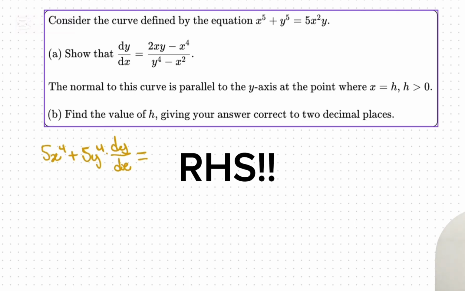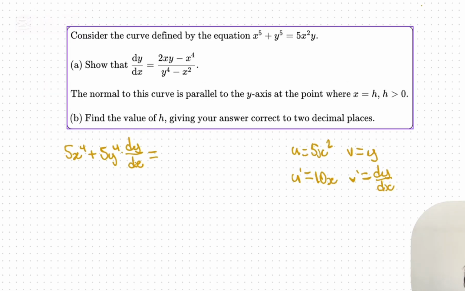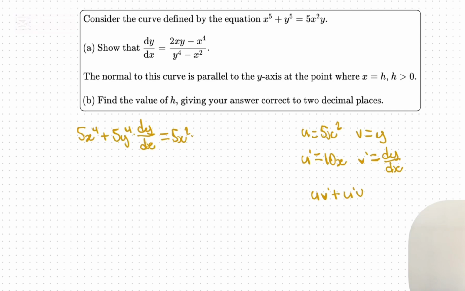So on the right hand side of the equation, we're going to need to use the product rule. So let u be 5x squared and v equal to y. u dash is 10x, v dash is just dy over dx. And so the differentiation is going to be u v dash plus u dash v, which is going to be 5x squared times dy over dx plus 10xy.